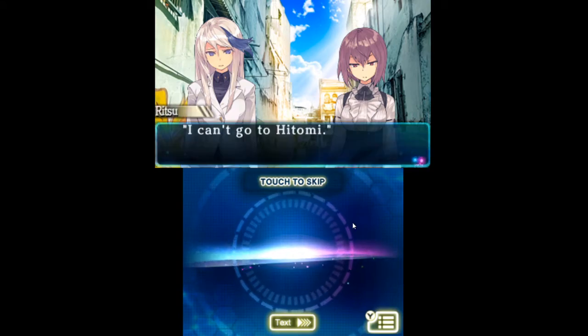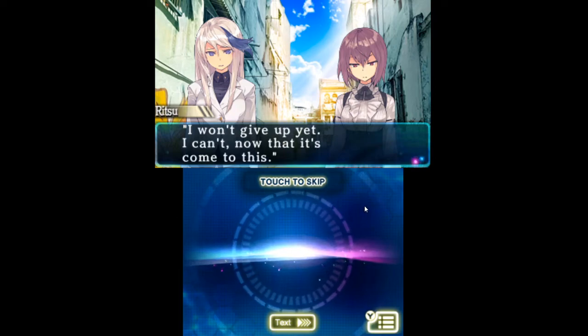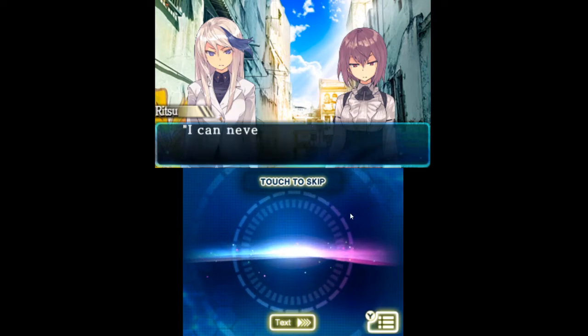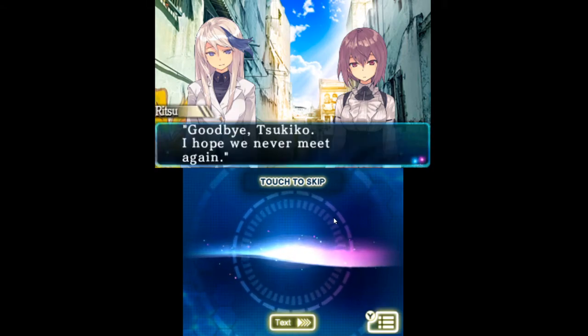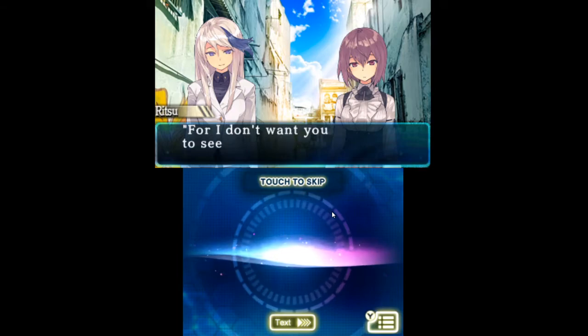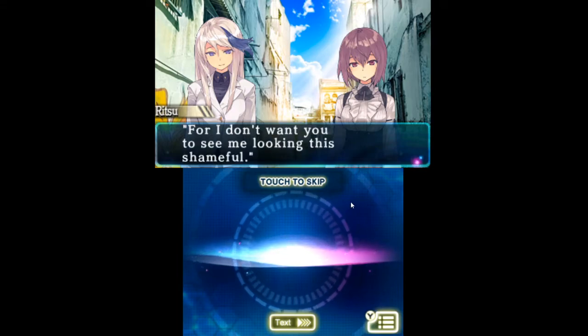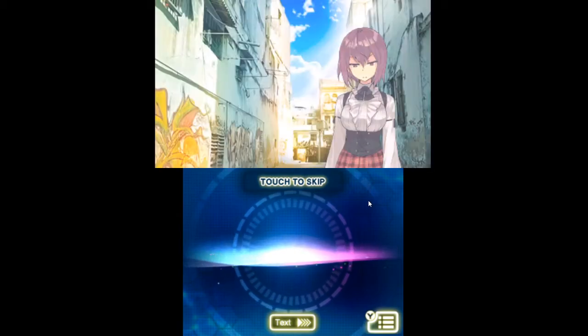Litsu, I can't go to Hitomi. I can't throw this away. I won't give up yet. I can't. Now that it's come to this, I can never forgive the human who killed my mother and father. Goodbye, Tsukiko. I hope we never meet again, for I don't want you to see me looking this shameful. Wait, Litsu. Teleportation.